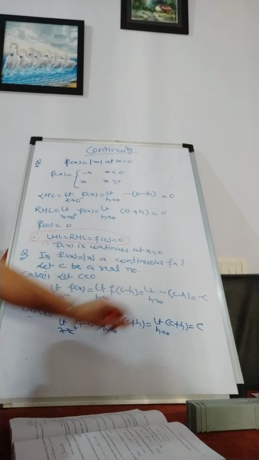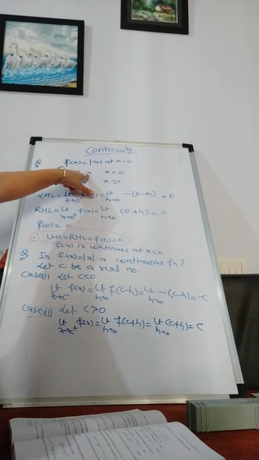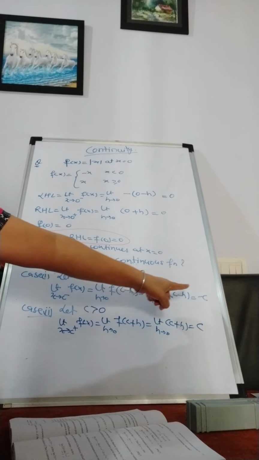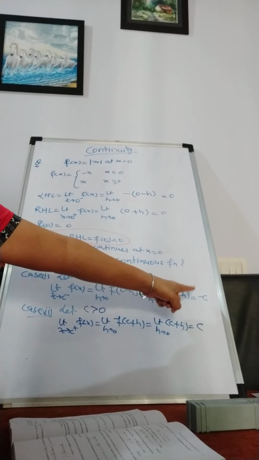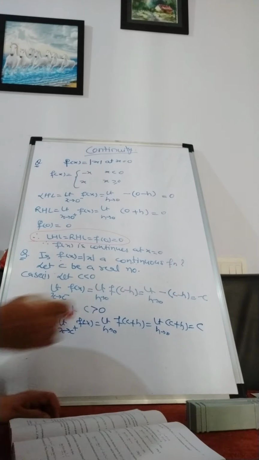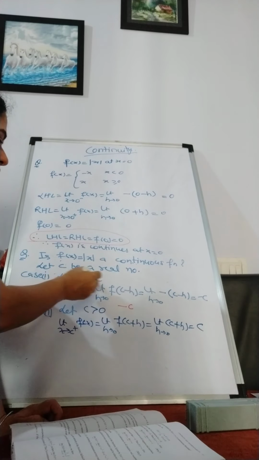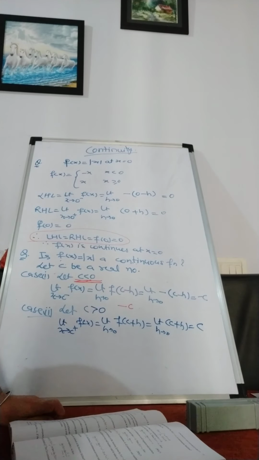So I am getting limit h tends to 0 of -(c - h). From the definition, I am getting f of minus, the value is getting minus c, and c is negative, so minus minus will make it plus. Minus c is here and c is a negative number, so I will get a positive value over here.